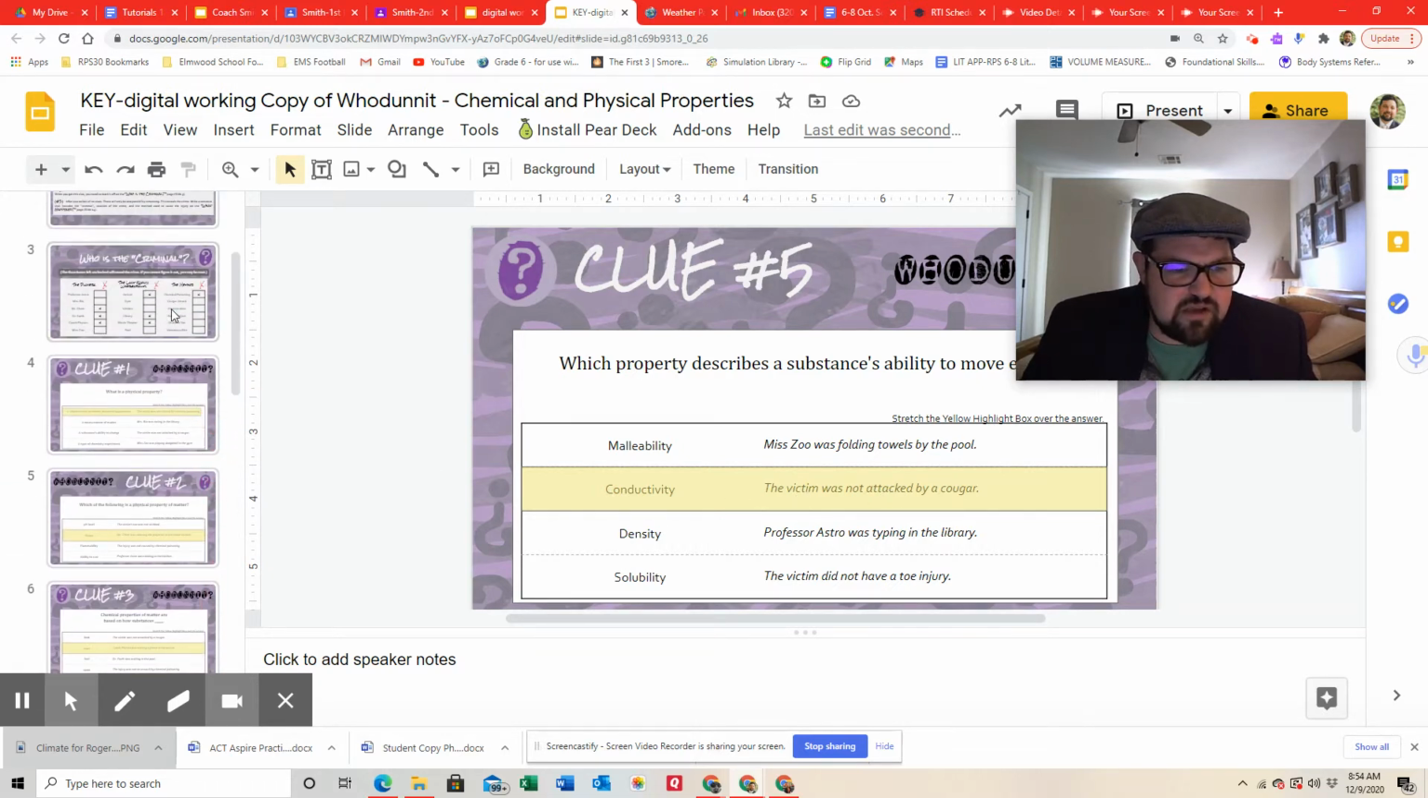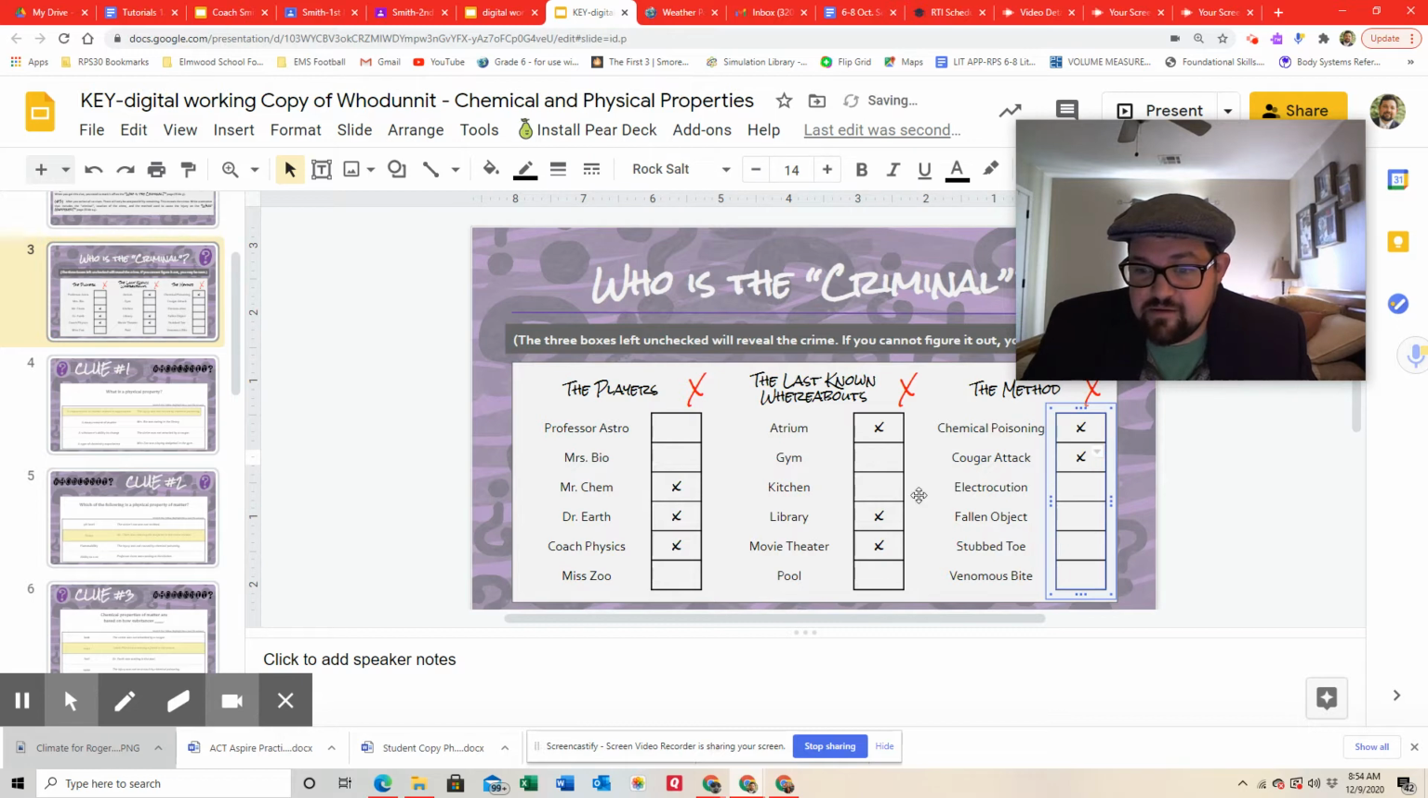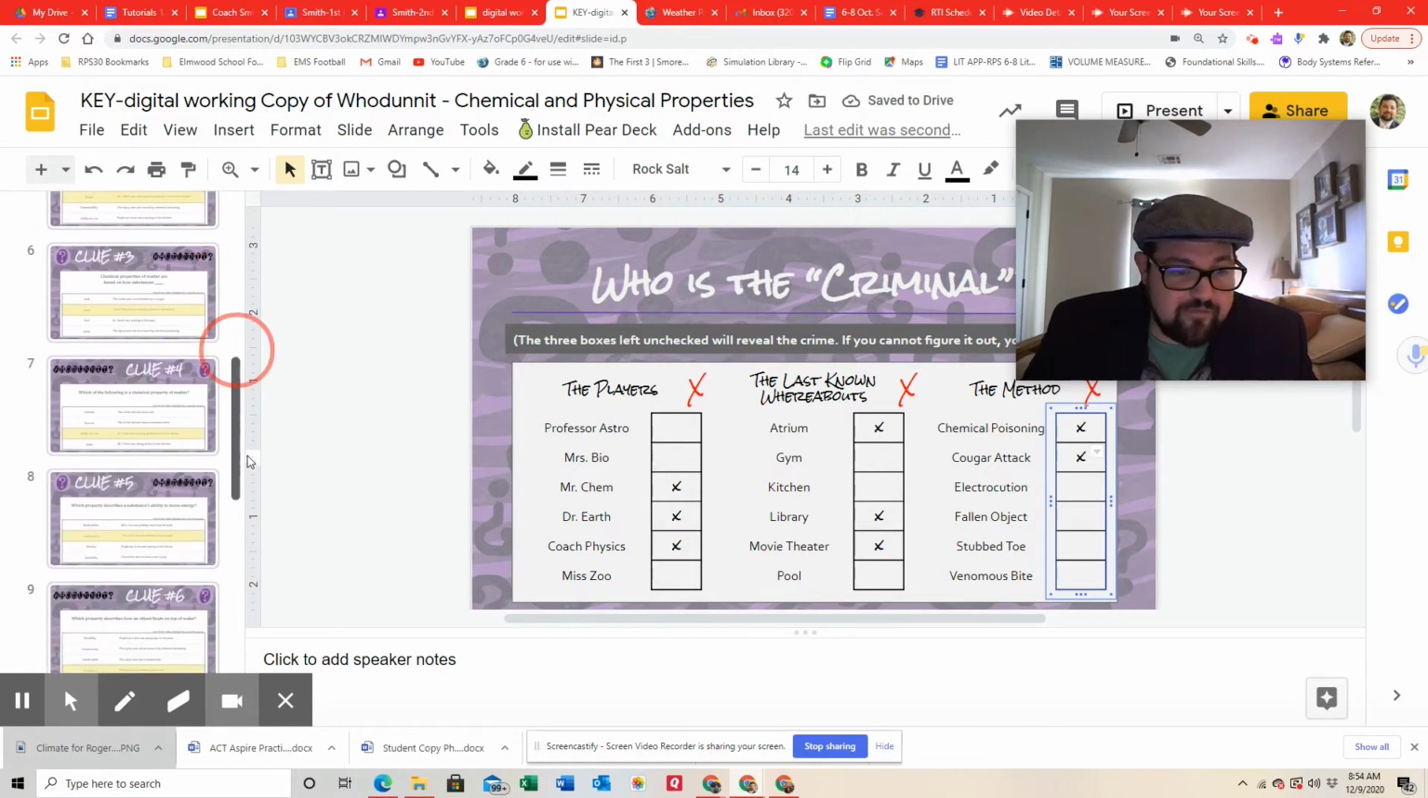Thank goodness. I don't know that there are cougars in this area. I guess some, but not typically. So, nobody died from a cougar attack. Let's rule that one out. All right, we're halfway there.